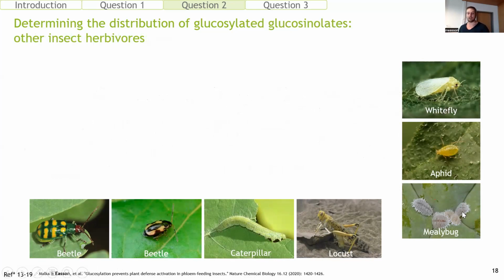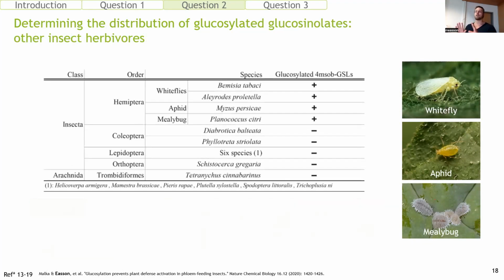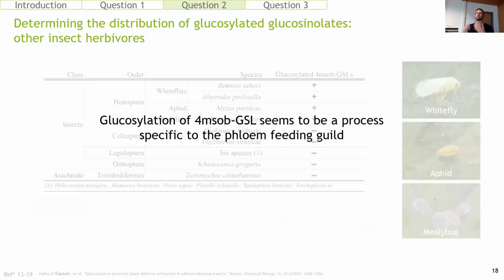But when we did look at insects that were feeding on plants containing these glucosinolates, for example, glucosinolate, we were actually able to show that only phloem feeding insects seem to produce these compounds, and none of the other feeding guilds were producing them, which shows that this is a phloem feeding guild specific process, which is pretty interesting.